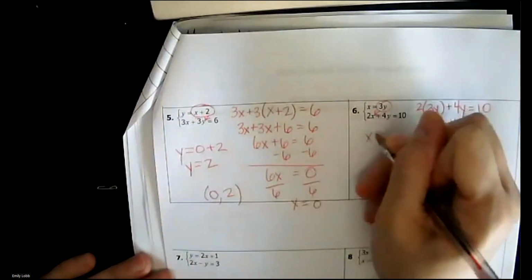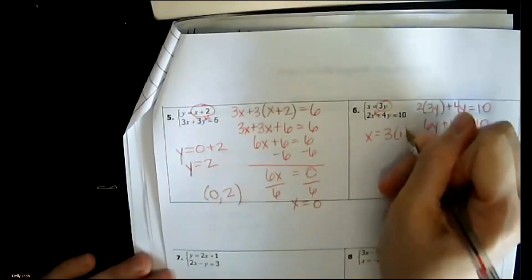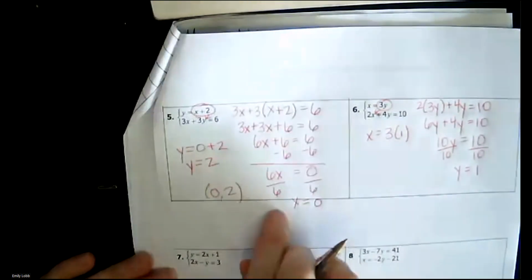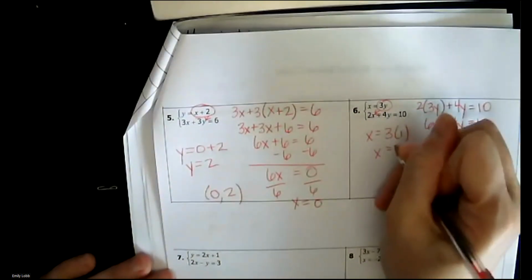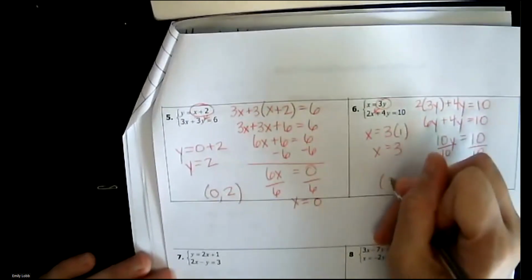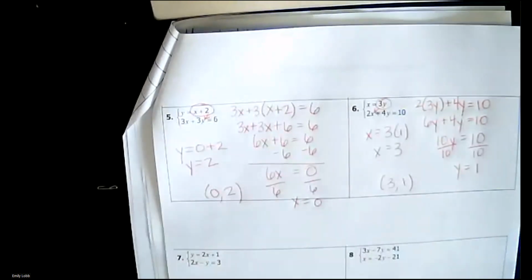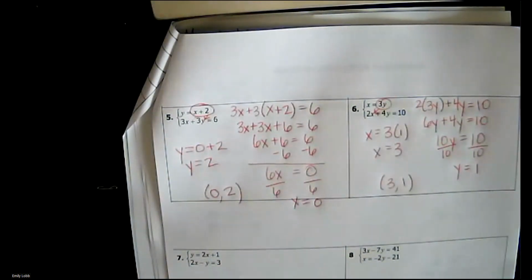So my x is equal to 3 times 1, right? If we look at this equation here. So x equals 3, and this is the point 3, 1. Remember, the solution is the point where these two lines intersect. We're finding it algebraically with substitution.